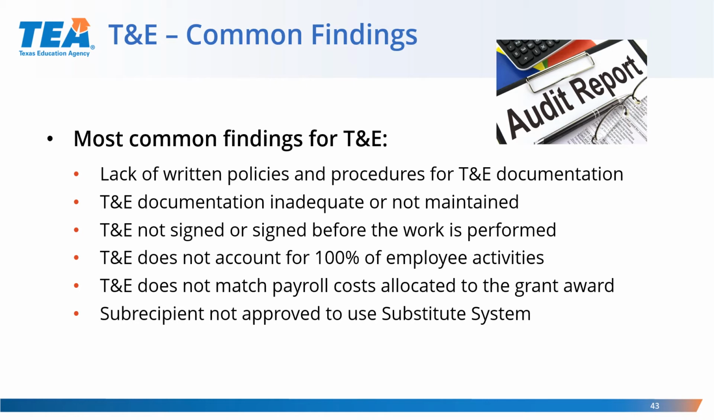Sometimes we will see that time and effort does not account for 100% of the employee's activities. Sometimes the time and effort documentation does not support the costs that were allocated to the federal award in the same percentages or within an allowable variance of percentages. And then also a lot of times we will see that an LEA was not approved to use the TEA substitute system, but they did use that system, which is not allowed.